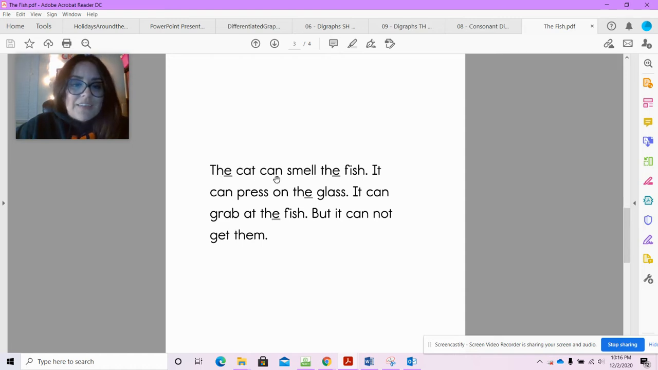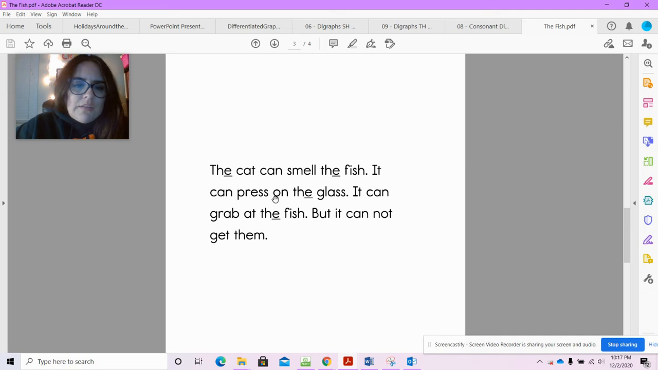The cat can smell. Oh, this is definitely one that I would sound out. We know that the 2 L's, when it's the same letter, they only make one sound. So these 2 are only going to sound like l. So I have s, m, e, l, smell. The cat can smell the fish.